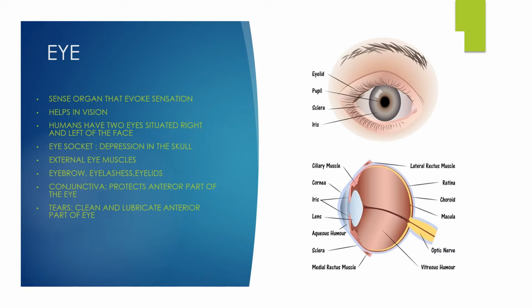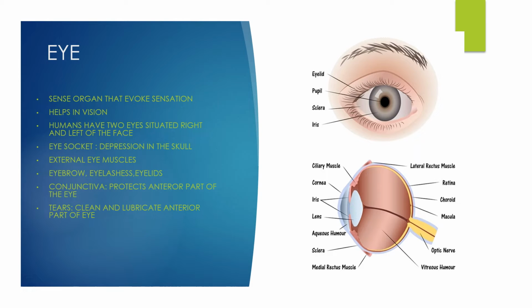We all human beings have two eyes, the right and left eyes, and these eyes are fixed into the eye socket. Eye socket is nothing but a depression in the skull. We can imagine, or see a picture of a skull. In the place of the eye region, we can see two depressions, like a concave depression, and this depression is known as the eye socket.